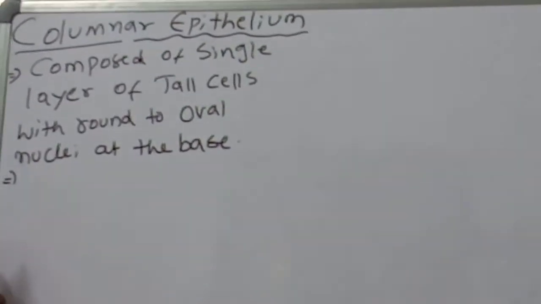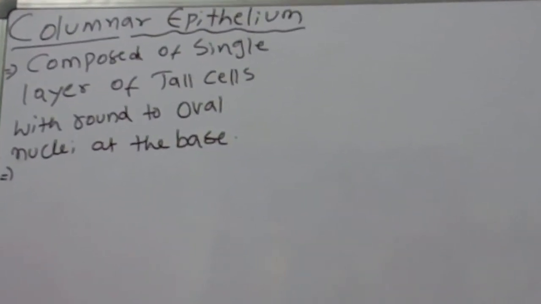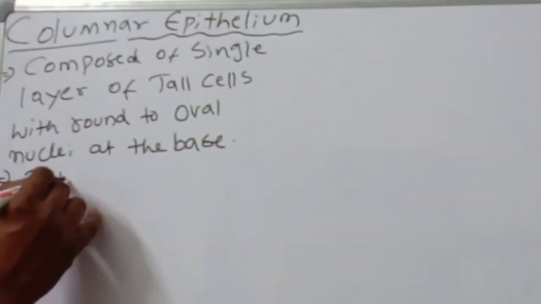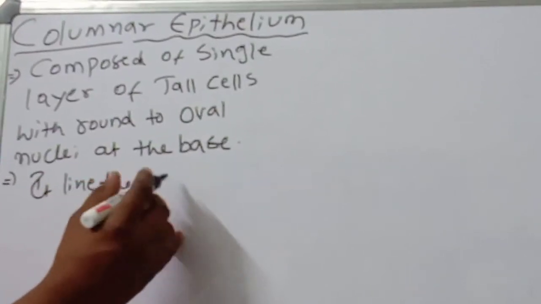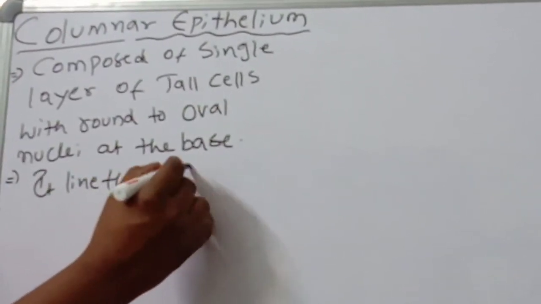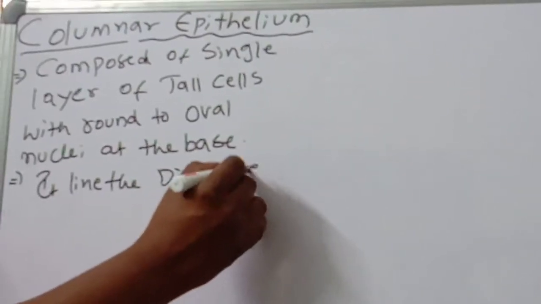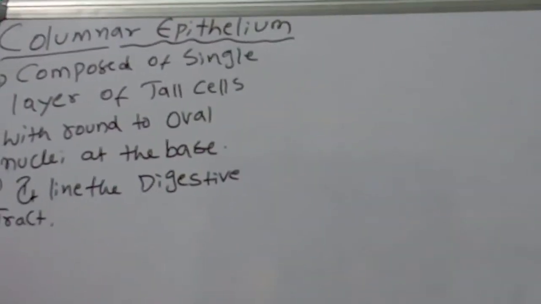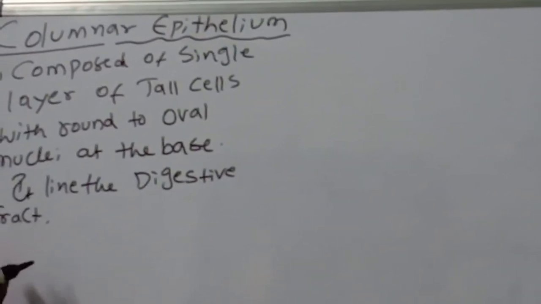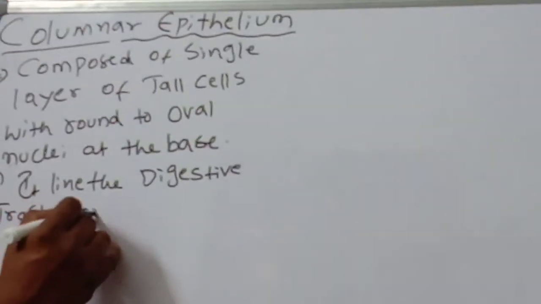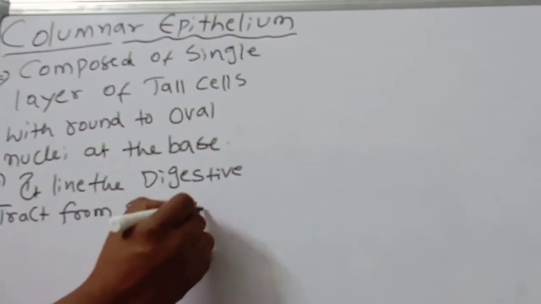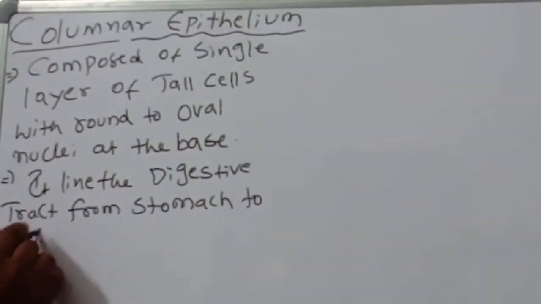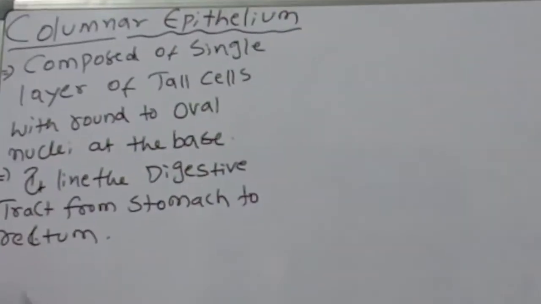Okay, children, this is the most important point in this columnar epithelium. It lines the digestive tract. This is a point you have to remember. Digestive tract, from the stomach to the rectum. This point you have to remember. So, stomach to rectum.